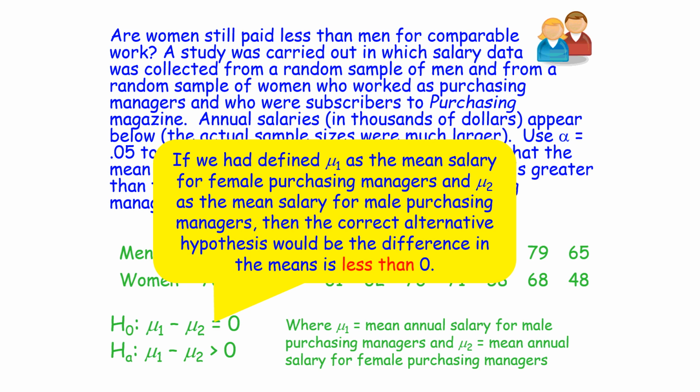Now, if we had defined mu sub 1 as the mean salary for female purchasing managers and mu sub 2 as the mean salary for male purchasing managers, then the correct alternative hypothesis would be that the difference in the means is less than 0. So it really all depends on how you define your mu sub 1 and your mu sub 2.